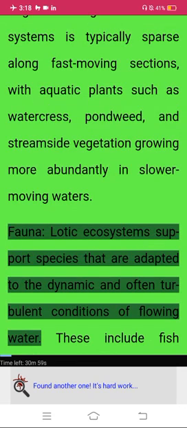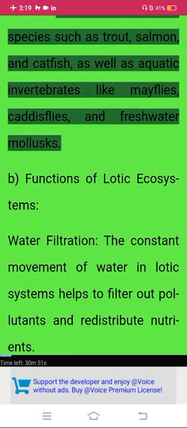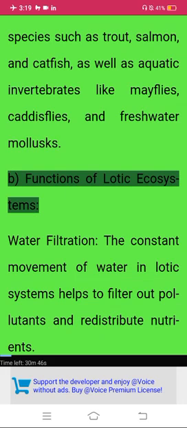Fauna. Lotic ecosystems support species that are adapted to the dynamic and often turbulent conditions of flowing water. These include fish species such as trout, salmon, and catfish, as well as aquatic invertebrates like mayflies, caddisflies, and freshwater mollusks. Key functions of lotic ecosystems.